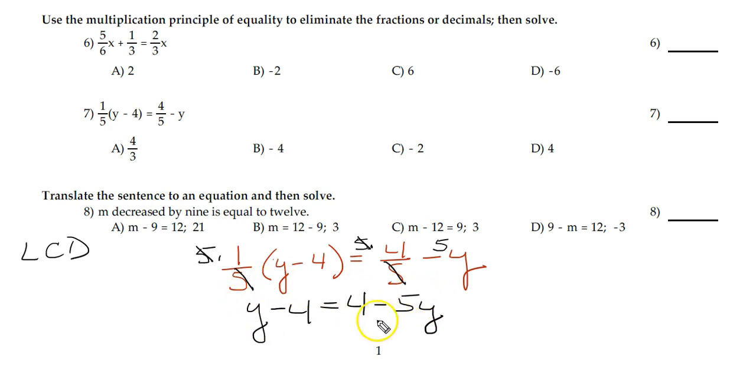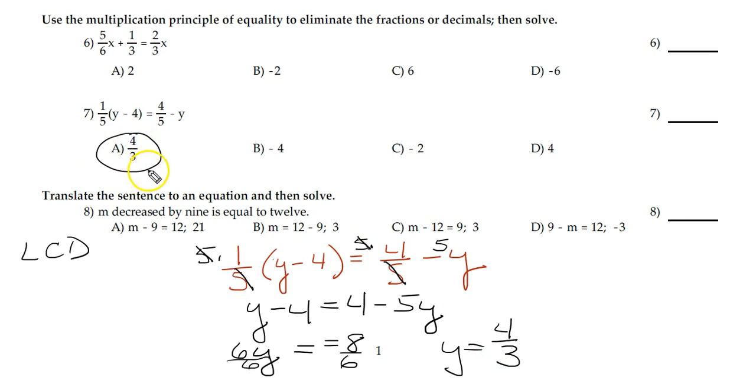Now we want our y's to be positive, so I'm going to transpose this negative 5y to this side, where it becomes a positive 5, or add 5, we get 6y. And then I'm going to transpose this negative 4 over, or add 4 to both sides. This gives me 8. I'm now going to divide both sides by 6. And this gives me y equals, simplifying that, 4/3, which is A. All right.